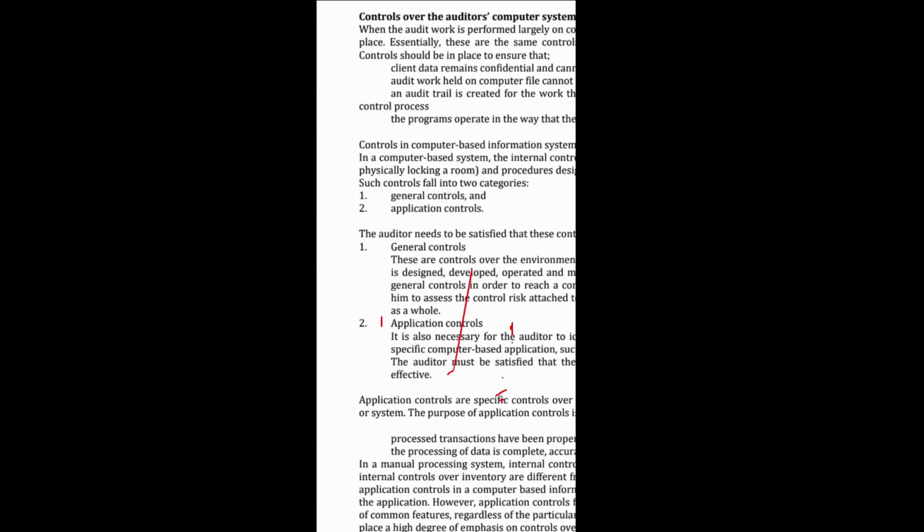are divided into two. We have general controls and we have application controls. So we are going to stop here for today. We'll continue from there next time.